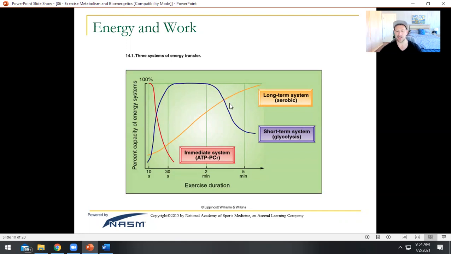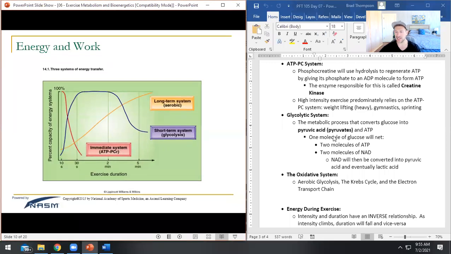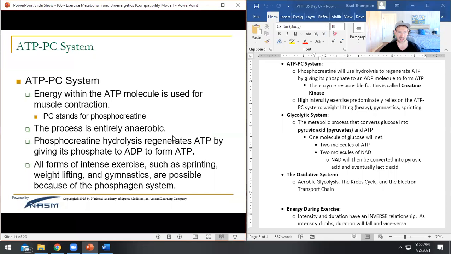If you get greater than 2 minutes, your glycolysis starts to fall off the edge there. And then luckily, your aerobic metabolism has slowly been amping up. And once it gets up here, this chart could literally extend into infinity. And that's your long-term aerobic processes, right? So that is energy as it is at work there.